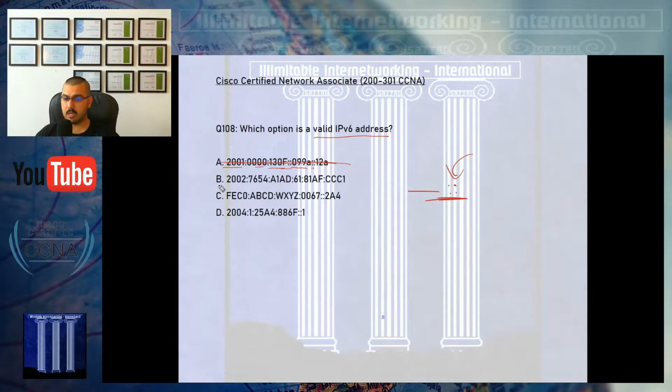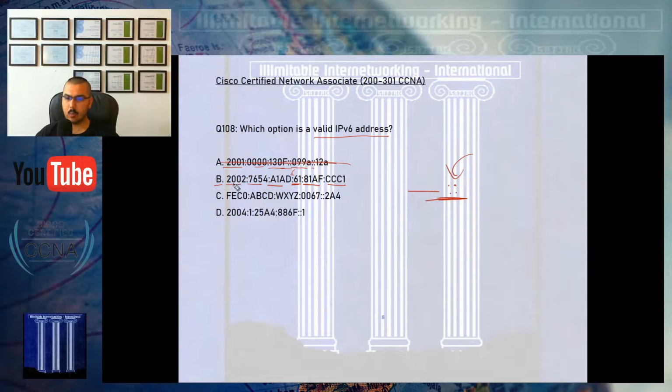The other one, B, says 2002, numbers, okay, I agree. Since there are only 2 numbers here, it means that there are 2 zeros on the left, so it's 0061. You can write it this way. And this one is correct, this one is correct. So I can see there are no double colons here.